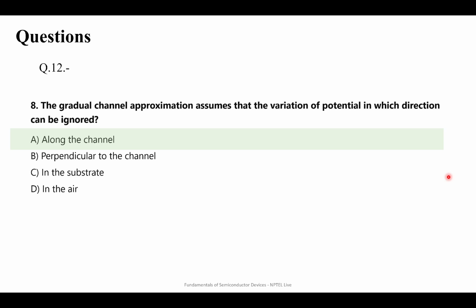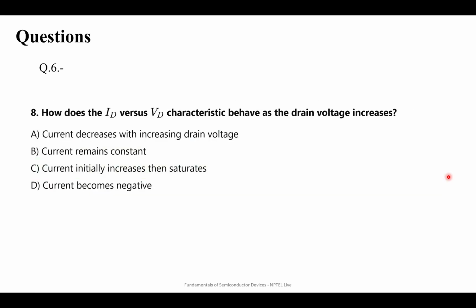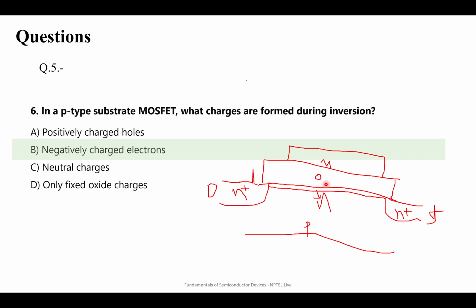So we are assuming that perpendicular to the channel, there is a huge variation in potential due to your MOS structure. So the depletion width, you know how much variation is there. But along the channel, we assume that the variation of potential is very slow between the drain and source. So the variation will be coming because of voltage difference between drain and source.